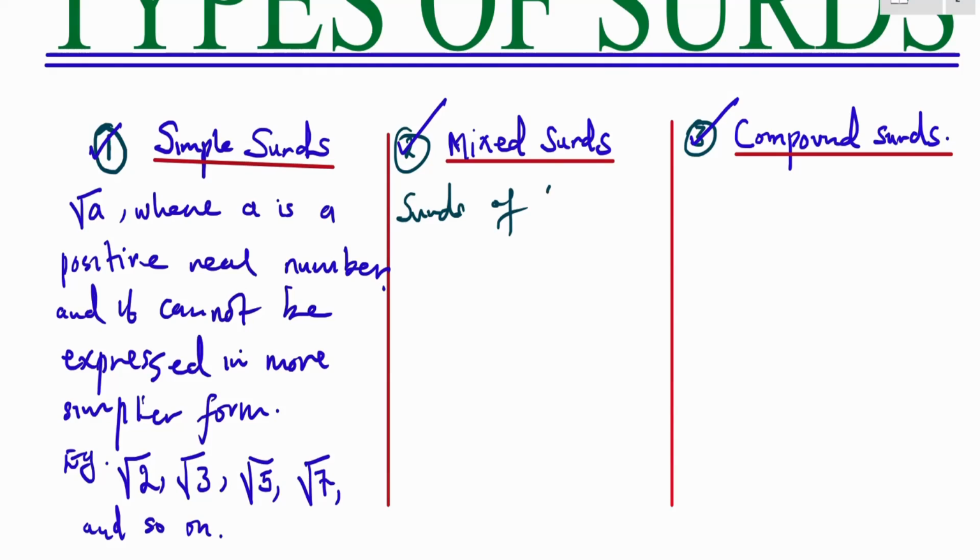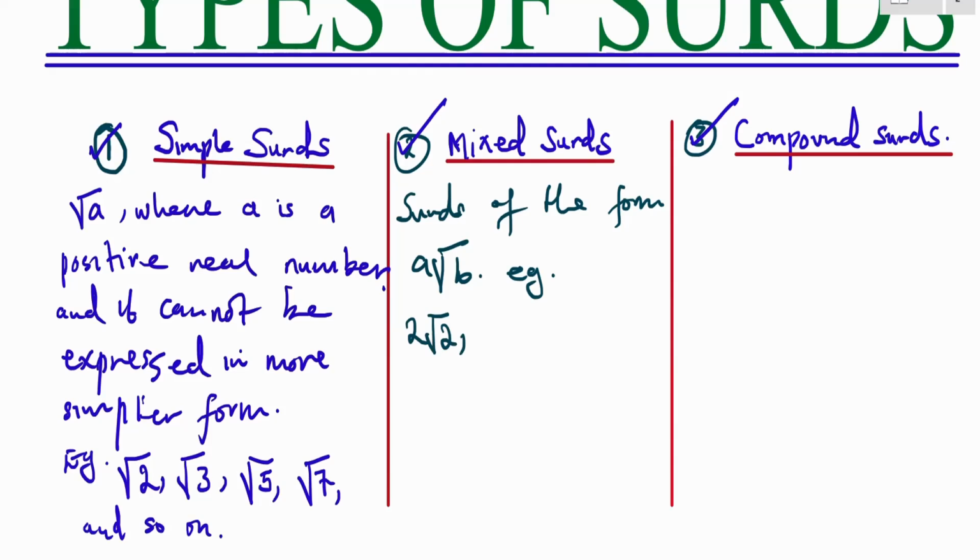Then when it comes to mixed surds, we mean surds of the form a square root b. We say that it is a mixed surd because we have a real number outside the square root and then another real number inside the square root. We can have examples, e.g., 2 root 2.